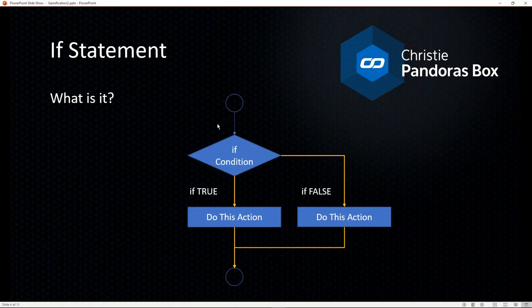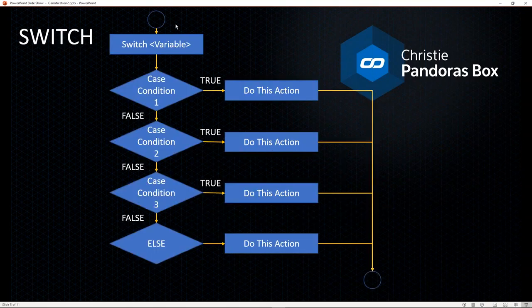If statement: again, if it comes in true, we do an action. If it's false, we do a different action, and then we continue on with our script. A switch: we have our variable coming in to our switch that we want to test. We have our conditions, and if it's true, it does the action and exits the switch function. If it's false, it continues through until it finds something that is true, or it does the default action if everything is false, which is optional, of course.